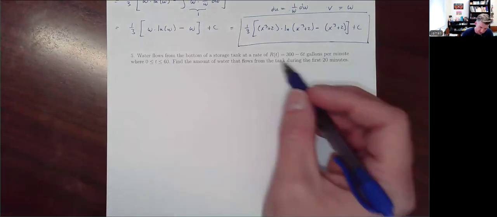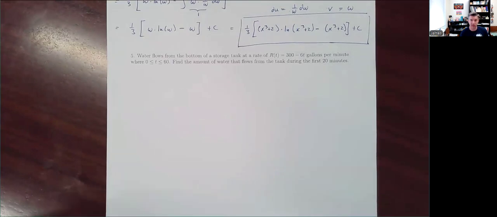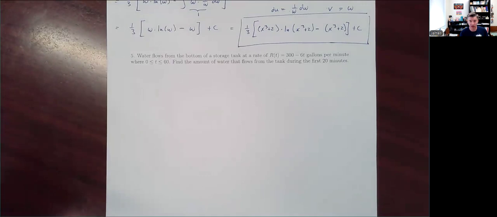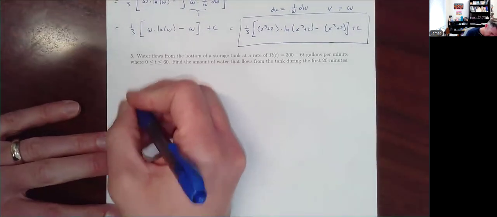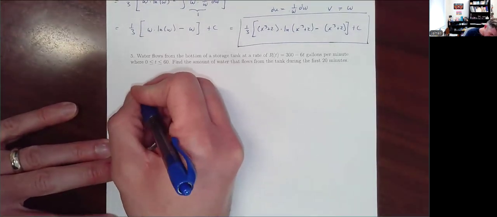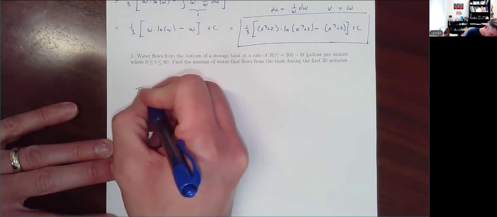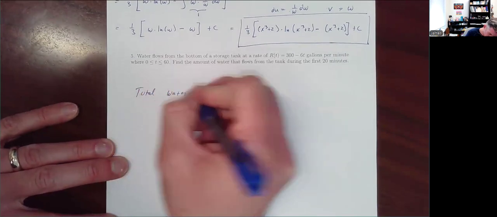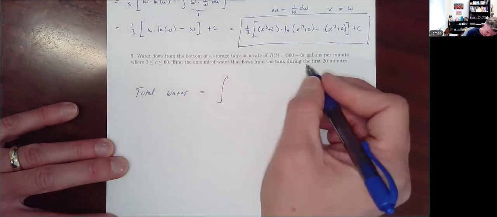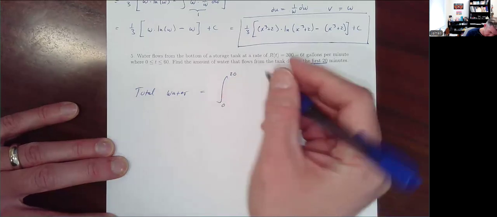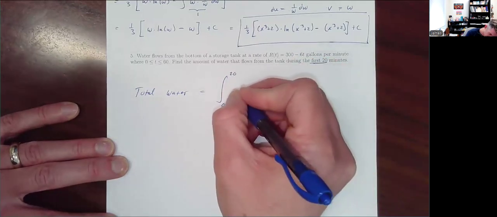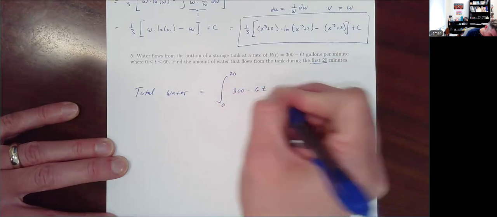So essentially, we have the rate of change, and if we're trying to find how much water is flowing out, we're essentially multiplying that rate in gallons per minute times the amount of time. But since the rate changes as the time changes, you can't just multiply them together, you have to integrate. So we're going to do the integral, right? The total amount of water is going to equal the integral over the time period. The first 20 minutes means we're starting at time equals 0 and ending at time equals 20 of our rate, 300 minus 6t.